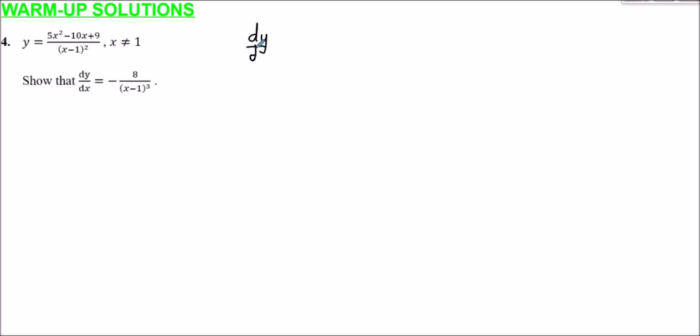Okay, so dy by dx of u over v is v u prime minus u v prime all over v squared. So that's where v is going to be x minus 1 squared and u is going to be the top function, 5x squared minus 10x plus 9. So let's just apply the quotient rule and see what happens.